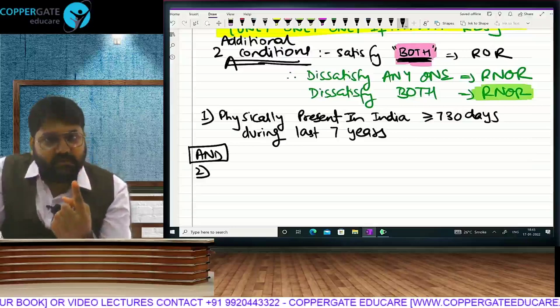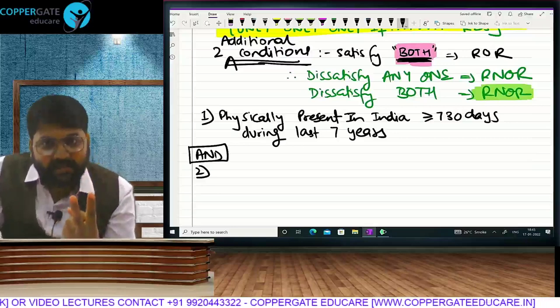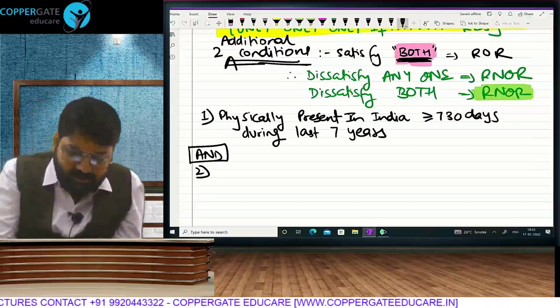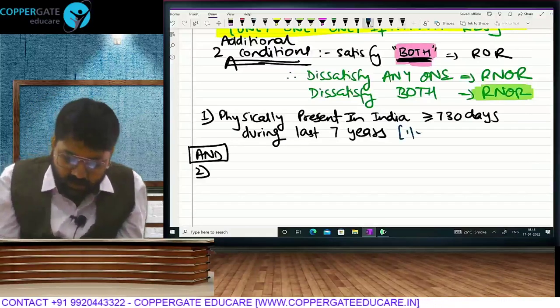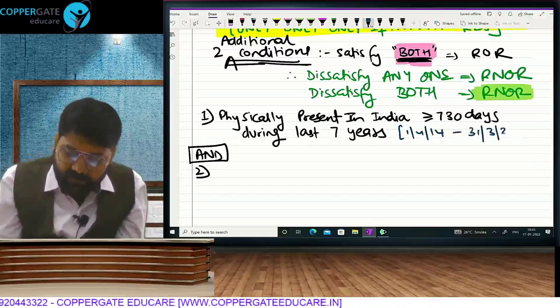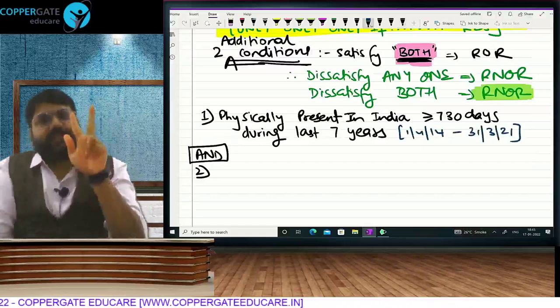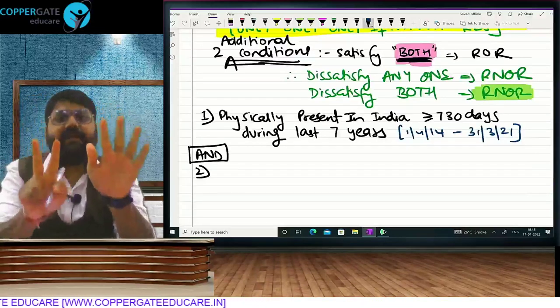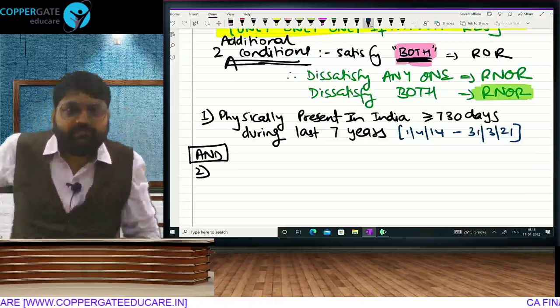16-17, 15-16, 14-15. Total 7 years, starting on 1st April 2014 and ending on 31st March 21: 14-15, 15-16, 16-17, 17-18, 18-19, 19-20, 20-21. 7 years.